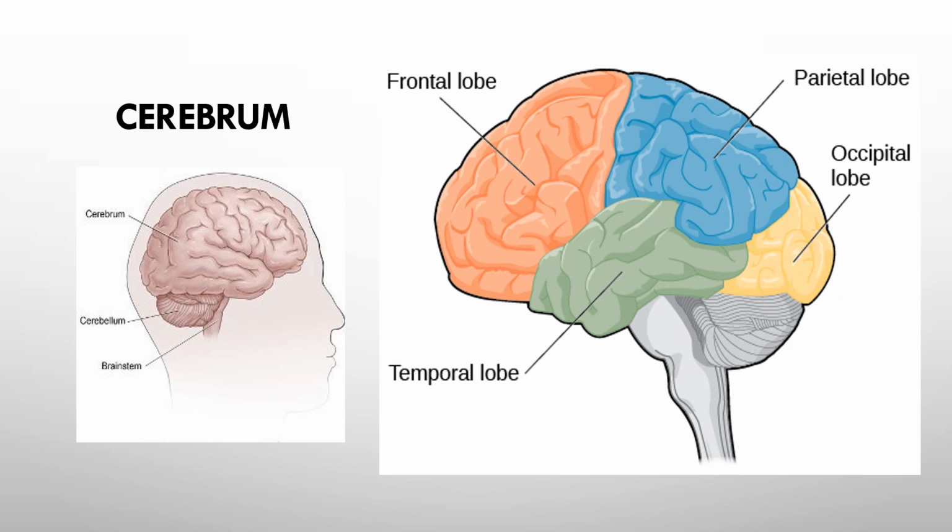Do you know me? Perception of stimuli, how you perceive things. Occipital lobe. It is associated with visual processing. The green one is the temporal lobe. It is associated with the perception of auditory stimuli. Whatever you hear is being processed in the temporal lobe. Associated also with memory and speech.